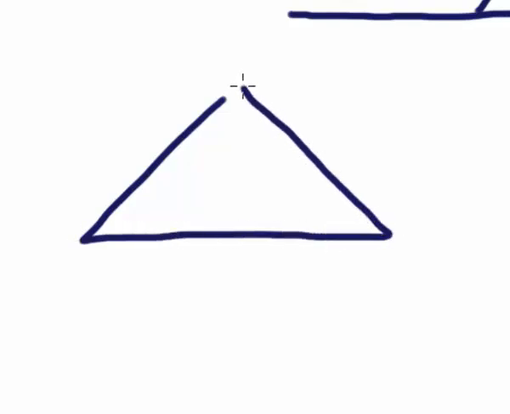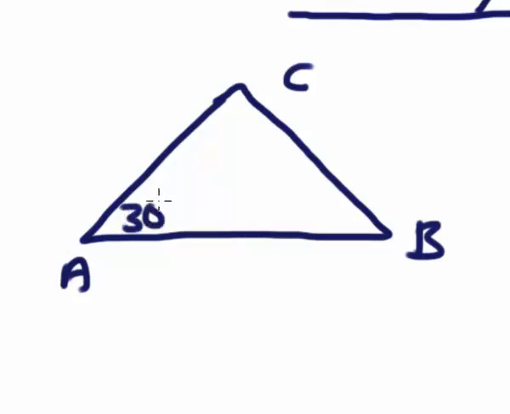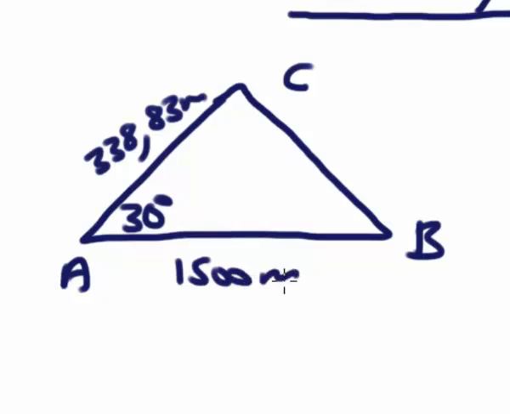If you draw triangle ABC, it looks like this. It's the gray triangle on the ground. That's C, B, and A. This angle here was 30 degrees on the ground. And you've already worked out this side is 338,83 meters. This one is 1,500 meters. And guess what? BC is easily obtainable by the cos rule.